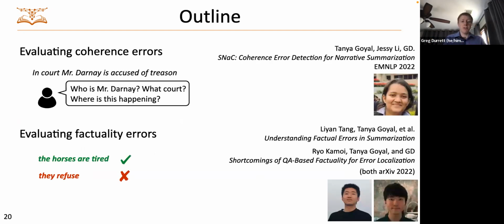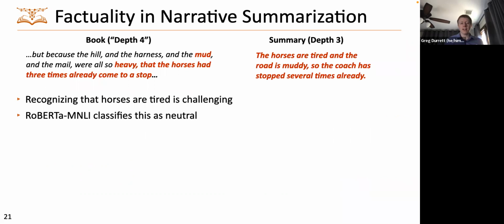All right, I'm just going to spend a few minutes now on another thread on factuality errors. This is work from Lian Tang, Rio Kamoy, and also Tanya. And it's basically thinking about some of the challenges that we're going to see going forward. So let's return to that example we had before about the horses: the cart was heavy and the horses had to come to a stop. And so therefore the horses were tired.